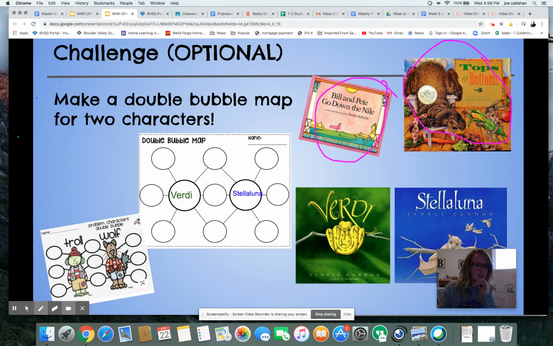Or over here, you could compare and contrast maybe two of the problem characters or the bad guys or the villains from two fairy tales that you love. So over here we have the troll from, oh my gosh, I'm drawing a blank. The Three Billy Goats Gruff. Oh my goodness. And the wolf from the Three Little Pigs. So that would be really fun to reread those books and to compare and contrast the two bad guys or the problem characters in those texts. So those are just some ideas for your challenges, reader.